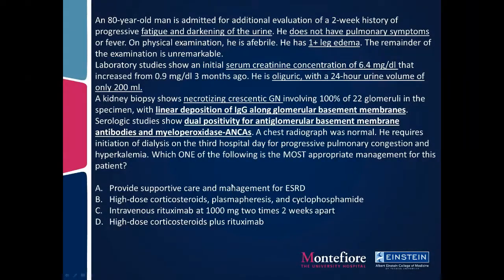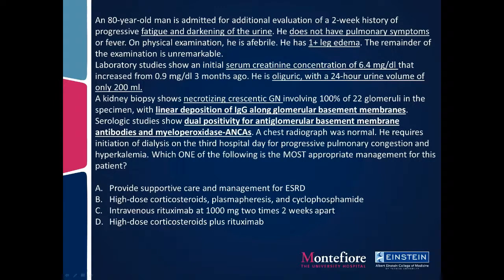It is E. And then the next question is this 80-year-old man. He's presenting with 2 weeks of fatigue and hematuria. He does not have any lung symptoms and he has lower extremity edema. He has a severe AKI with a creatinine of 6.4, and 3 months ago it was 0.9. He's oliguric, so his AKI is severe, and his kidney biopsy shows necrotizing crescentic GN involving 100% of the glomeruli. The important thing in this is that there is linear deposition of IgG along the glomerular basement membrane.